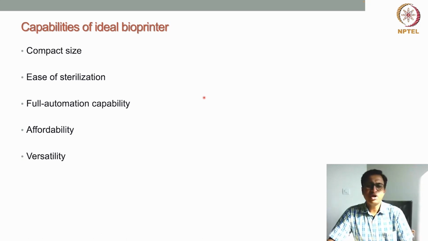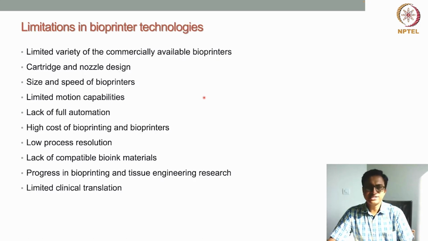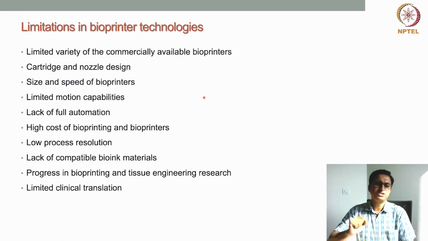But do we have all these qualities in current bioprinters? Let's see what the limitations of these bioprinter technologies are in the current scenario. What types of bioprinters do we have? We have seen different bioprinting technologies. We have also seen the ideal capabilities of a bioprinter. Now let us see what the different types of bioprinting currently are and what the limitations of these bioprinters are.